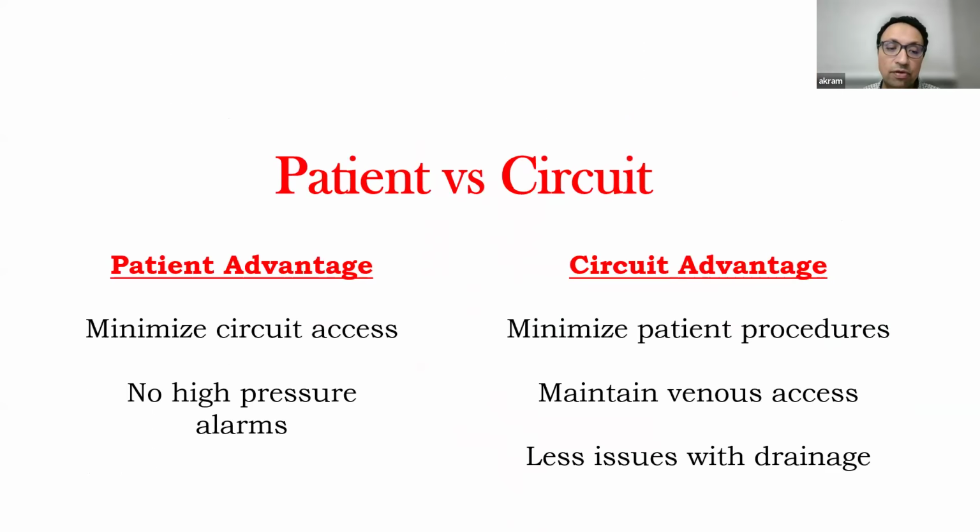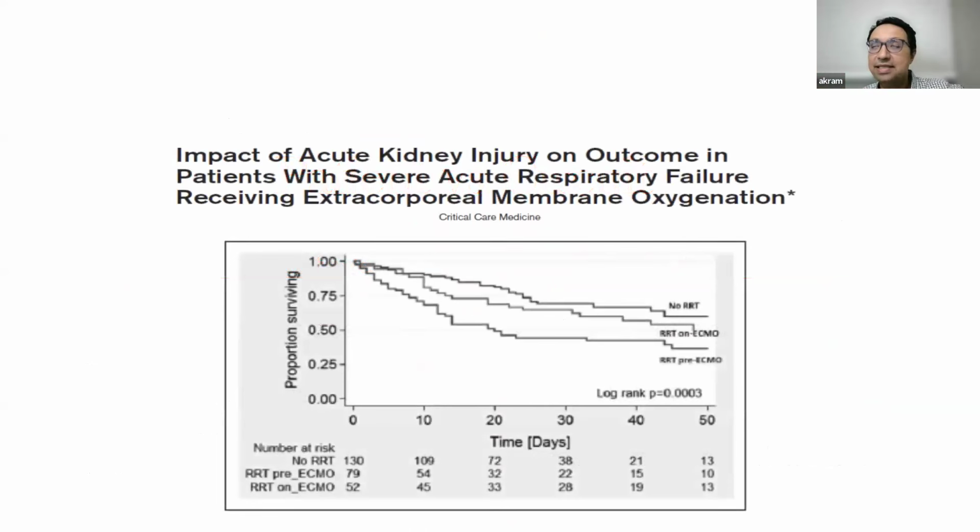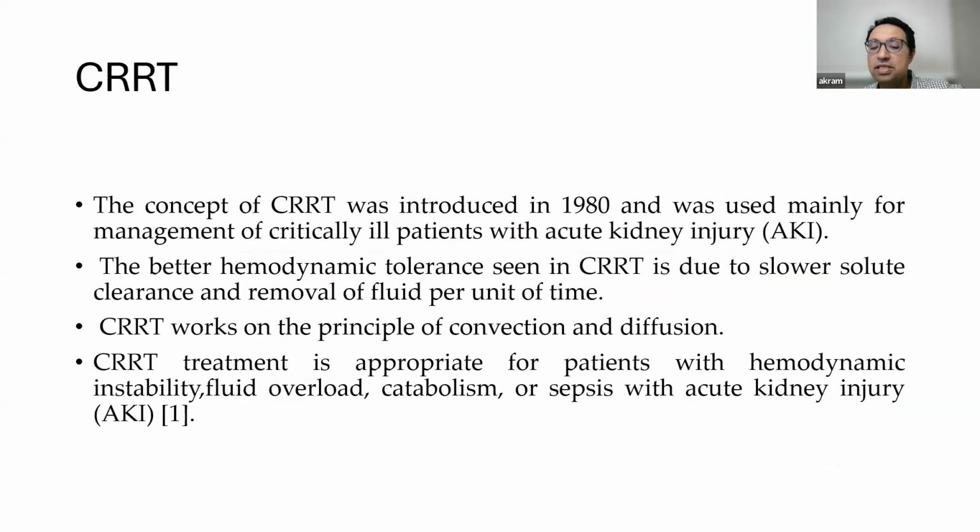The advantage of having a separate access is to minimize circuit access and no high pressure alarms, because of course the flow of ECMO is very high, the pressures are variable, and there will be alarms. I will show you later. And the circuit advantage is that you avoid having an access in patients who are already receiving anticoagulation all the time.